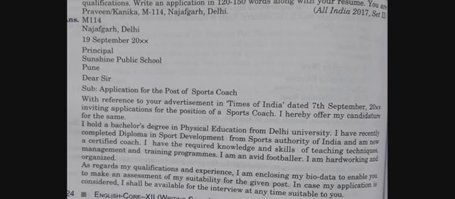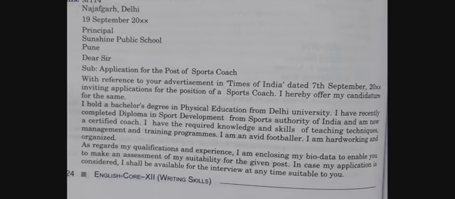Now, salutation: Dear Sir. Subject: Application for the post of sports coach. With reference to your advertisement in Times of India, dated 7th September 2006, inviting applications for the position of a sports coach, I hereby offer my candidature for the same. I hold a bachelor's degree in physical education from Delhi University. I have recently completed a diploma in sports development from Sports Authority of India and am now a certified coach. I have the required knowledge and skills of teaching techniques, management and training programs, and I am an avid footballer. I am hardworking and organized.